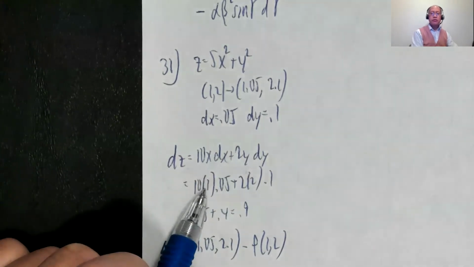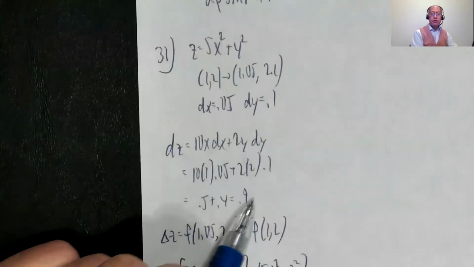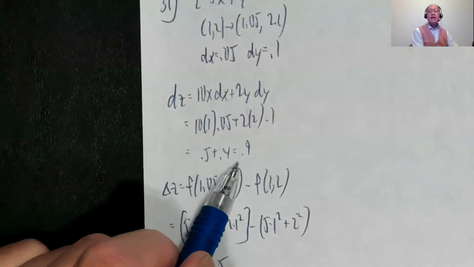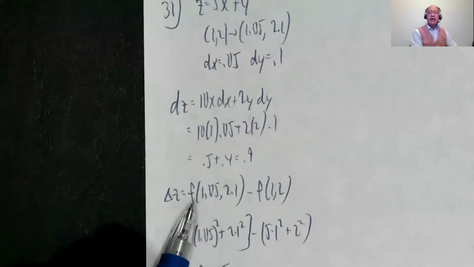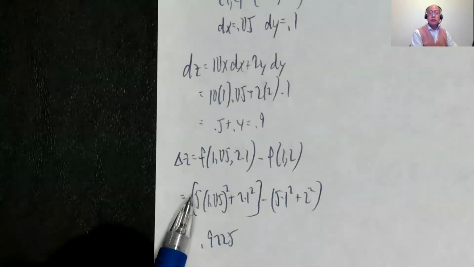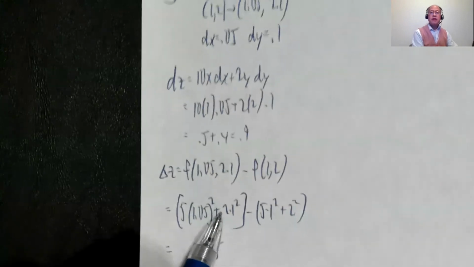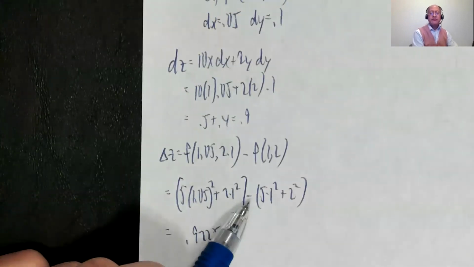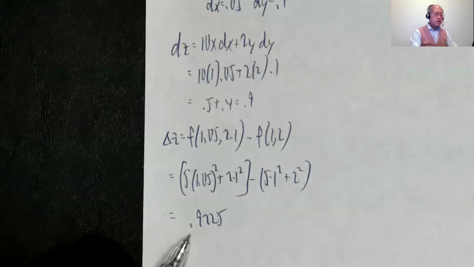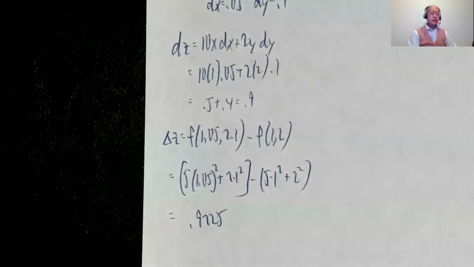So 10 times x, which is 1, dx is 0.05, plus 2 times y, which is 2, dy, which is 0.1. Punch it in your machine as you wish, 0.9. The actual delta z is f of (1.05, 2.1) minus f of (1, 2). That's a lot harder. So plug in the x and y. 5 times 1.05 squared plus 2 times 1 squared minus 5 times 1 squared plus 2 squared is a little bit harder. Anyway, it comes out to be 0.9225, which is fairly close to 0.9, but computing dz was a lot easier, as you can see from the calculations that we have here.